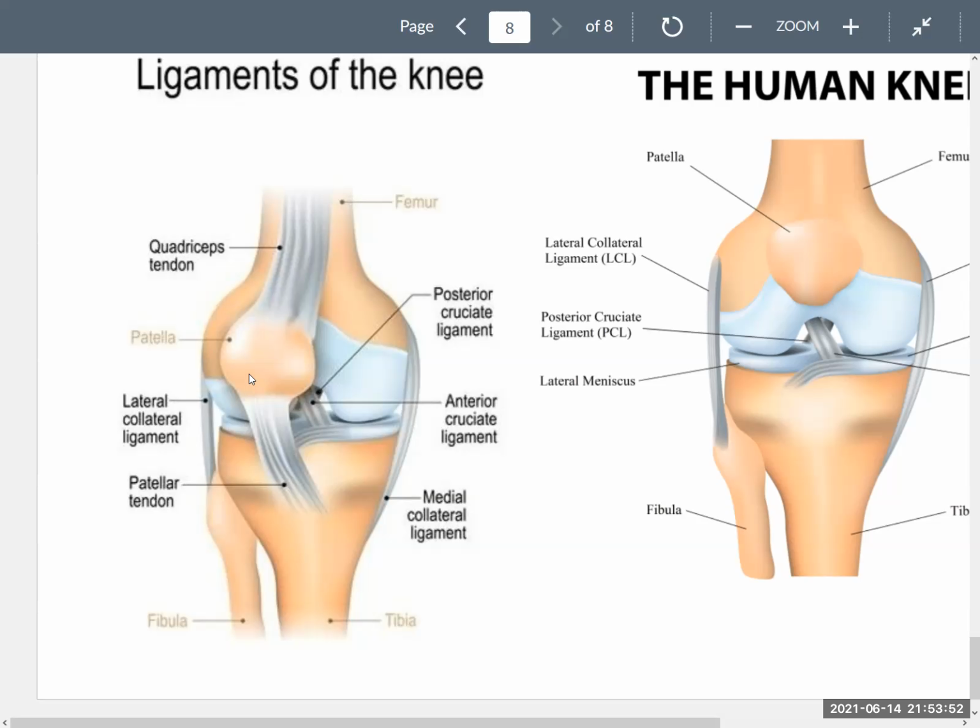The patella is held in place by two structures. Below it, attached to the tibial tuberosity, is the patellar tendon. A tendon properly attaches muscle to bone. Patellar tendon, patella, and above it, the quadriceps tendon. The quadriceps tendon goes to the quadriceps muscles. The vastus lateralis, you're going to get these next. Vastus medialis, vastus intermedius, and rectus femoris.